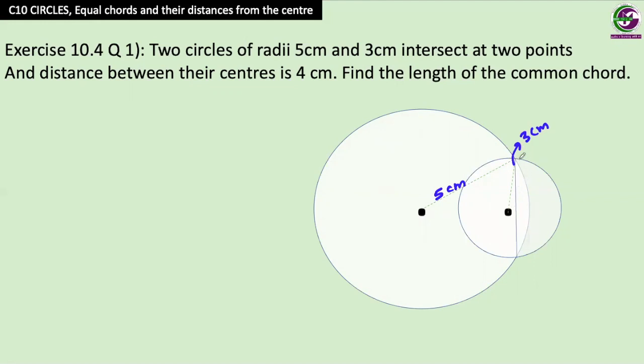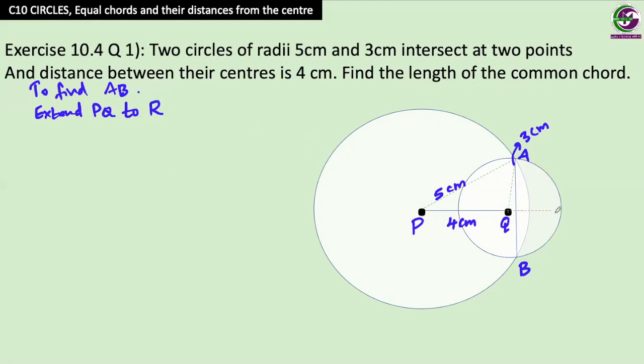And we have to consider a common chord. Let's call it AB. The distance between the centers is 4 centimeters. The question here is to find the length of AB. For that, we need a construction. Let's extend the line connecting the centers. Let P be one of the centers and Q be the second center. So let us extend PQ to R.